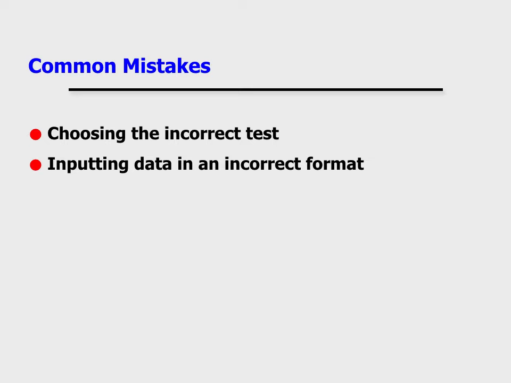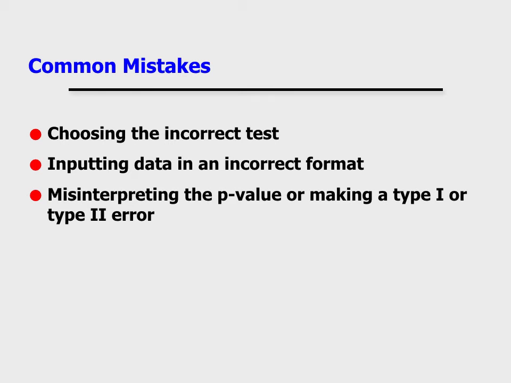So in other words, if it's currency, it's got to be currency. If it's a percentage, it's got to be a percentage. If it's a particular number, it has to be put in the right format. Even a decimal point can screw up all of your statistics and your data. So be careful. Don't misinterpret the p-value or make a type 1 or type 2 error.